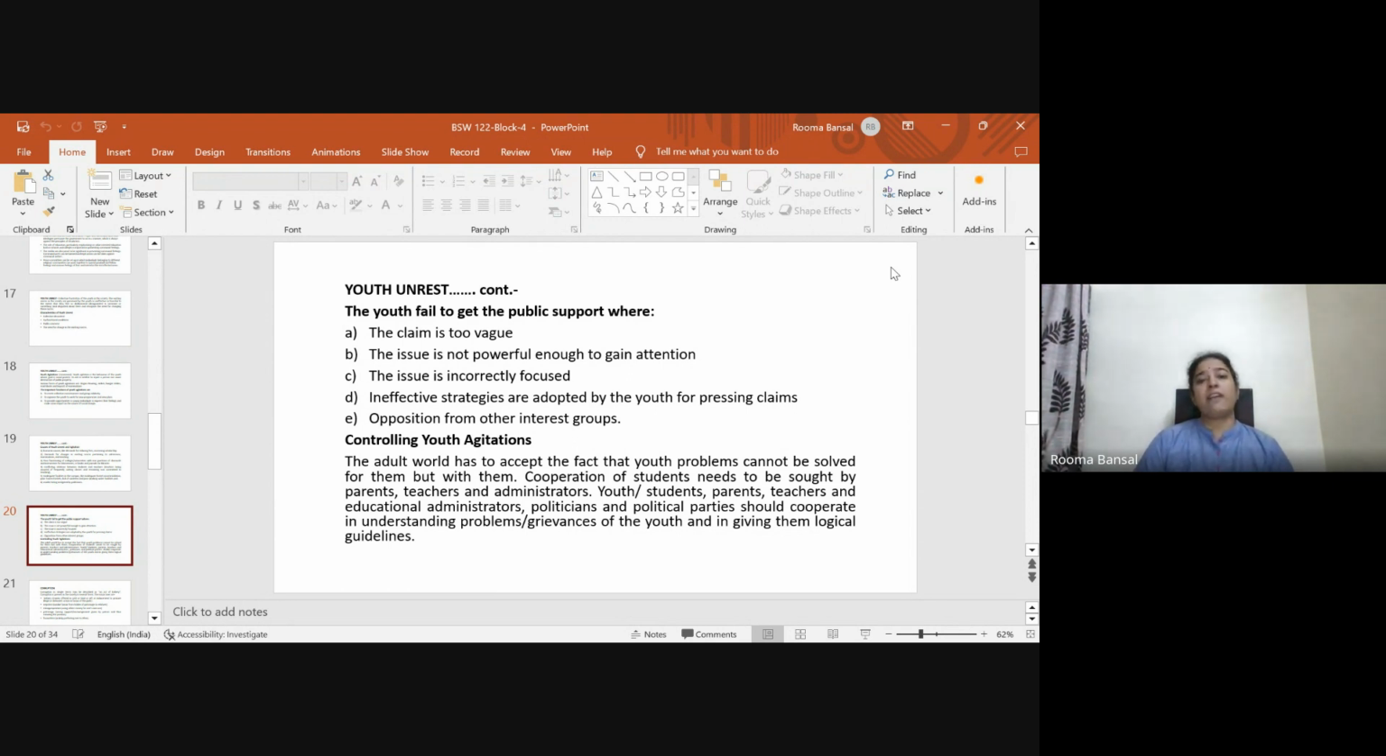Next, ineffective strategies are adopted by the youth for pressing claims. Here we can take the example of damage to public property, or damage to something which is very useful to the society, like public transportation.